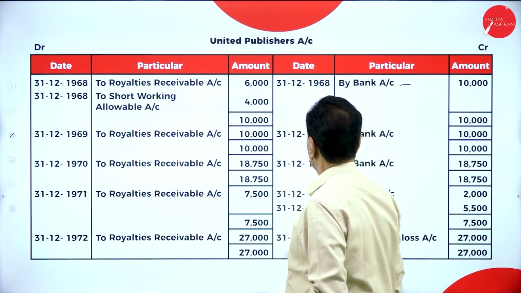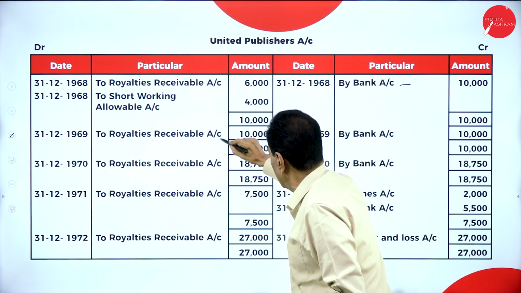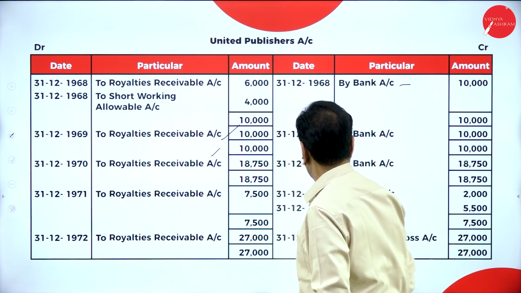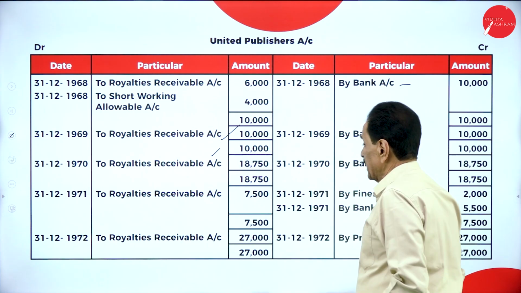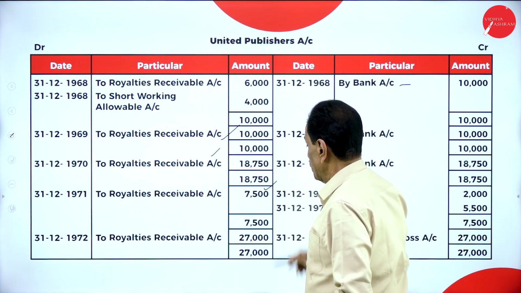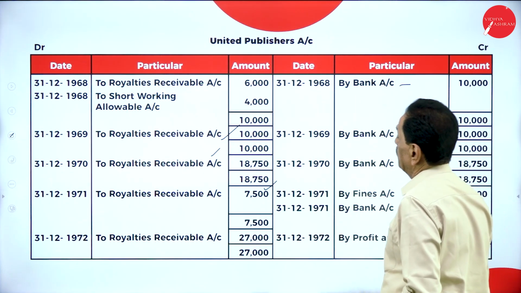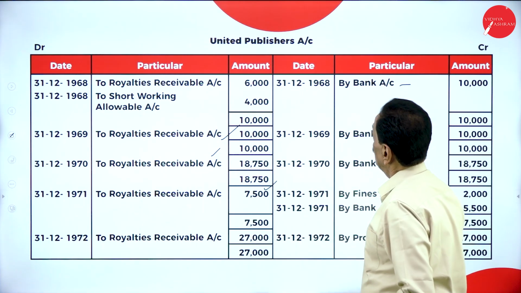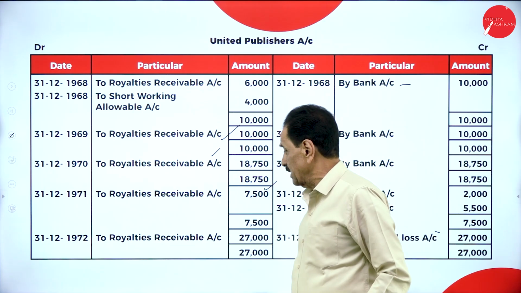Then United Publishers: to royalty receivable 6,000, short working 4,000. By bank account 10,000. In the United Publishers account, bank account, it ought to mention what it is: royalty receivable 10,000. Bank account, to royalty receivable 18,750. Fine account, bank account, to United Publishers 5,500. To royalty receivable 7,500. Then here United Publishers account, royalty receivable, by profit and loss account 27,000. Transfer entry by royalty receivable 27,000. By P&L account 27,000.